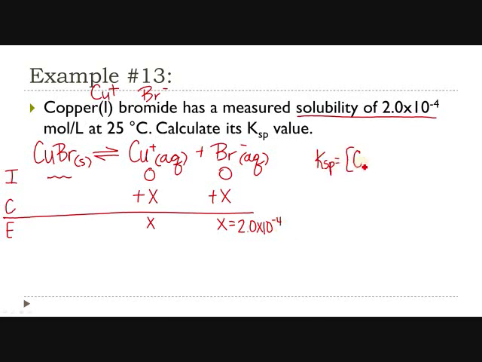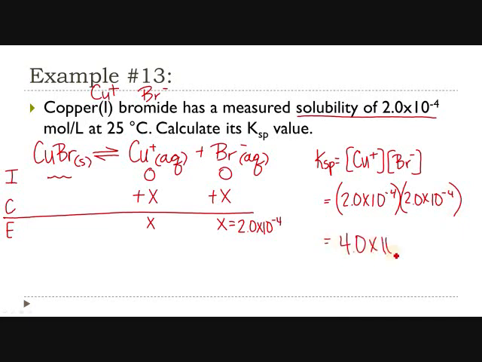So the KSP is the concentration of the copper times the concentration of the bromide. And so all that's going to be is the 2 times 10 to the negative 4 times 2 times 10 to the negative 4. So the answer is 4.0 for significant figures times 10 to the negative 8. Now there's no unit on KSP, remember, it's just a K value, it's like a constant, and that would give you the KSP value for copper bromide. And it's not listed on our table, so we couldn't check it there if we wanted to.